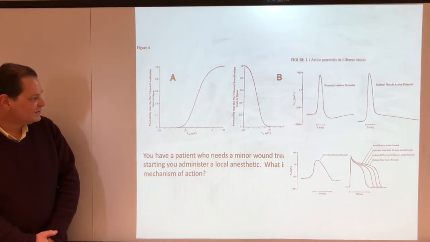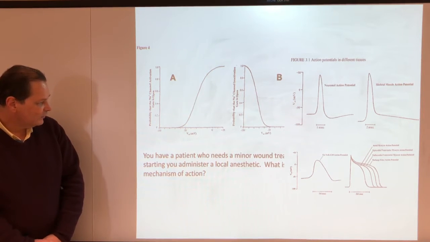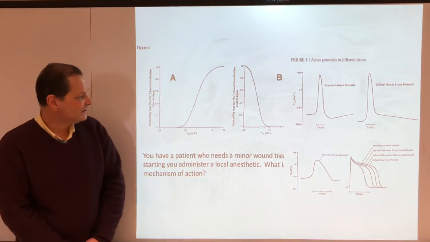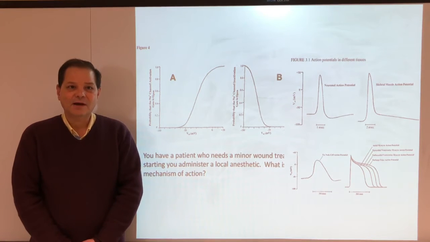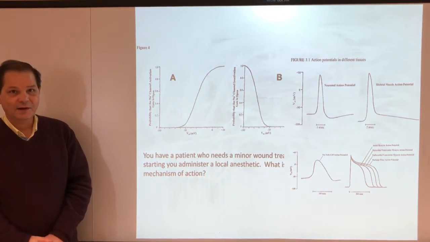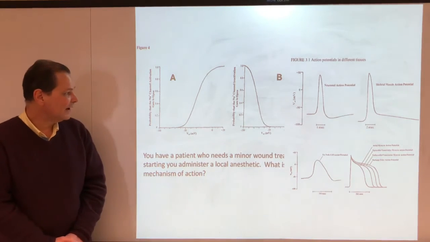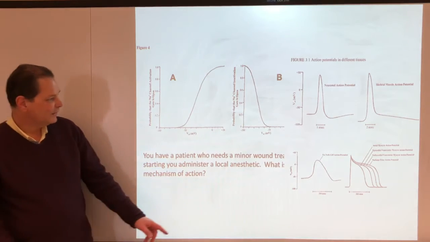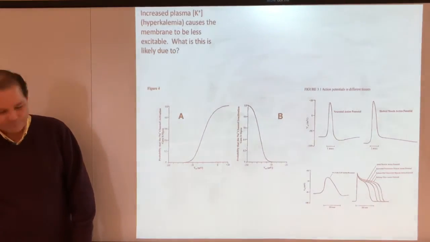So you have a patient who needs a minor wound treated. You administer a local anesthetic. What is the likely mechanism of action? It is likely going to be blockage of sodium channels. Remember, fewer sodium channels means a higher, or less negative, threshold potential, okay? And therefore, you will be much less likely to fire an action potential in that situation.